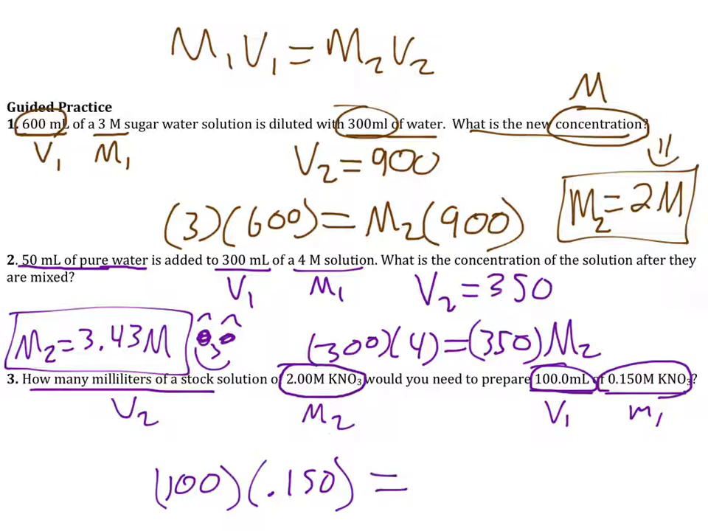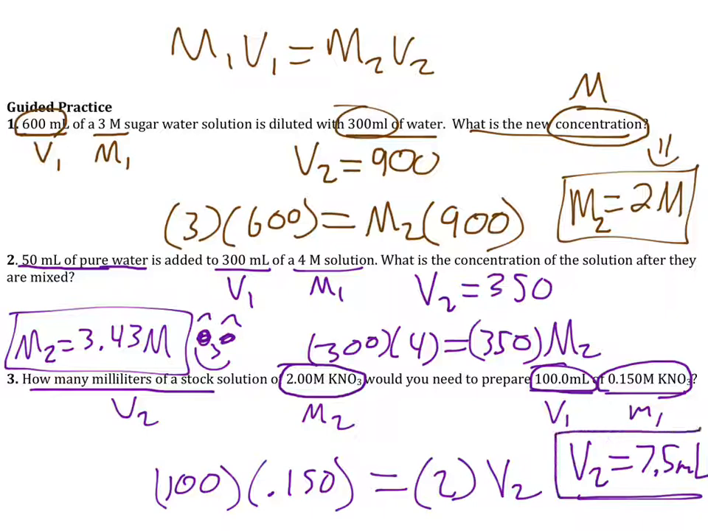And then M2 is 2, and we're looking for V2. And all you've got to do is type that in your calculator. It'd be 100 times 0.15 divided by 2. And V2, the answer, is 7.5 milliliters.